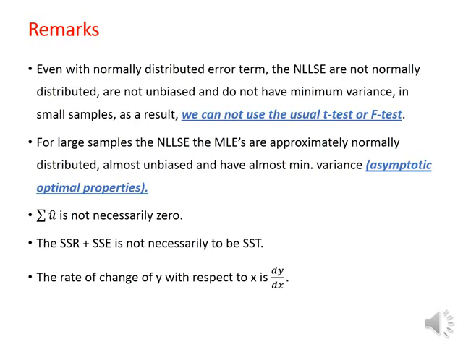And finally, the rate of change of y with respect to x is dy over dx. It is not beta. It is dy over dx. And it can be obtained for each equation separately. For each equation, you have to differentiate the equation with respect to x in order to find the rate of change of y with respect to x. It depends on the functional form itself. For each one, you have to obtain the derivative with respect to x in order to find the rate of change.